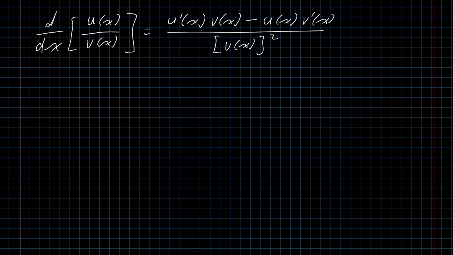Once again, I want to show you where this comes from, and I really like doing this one, and this is one that you should be able to follow along with, because I am not going to have to go back to the limit definition. We have finally gotten far enough that I can do this using the rules of differentiation we've already established. Specifically, I'm going to do that by rewriting this as u of x times v of x to the negative first power.